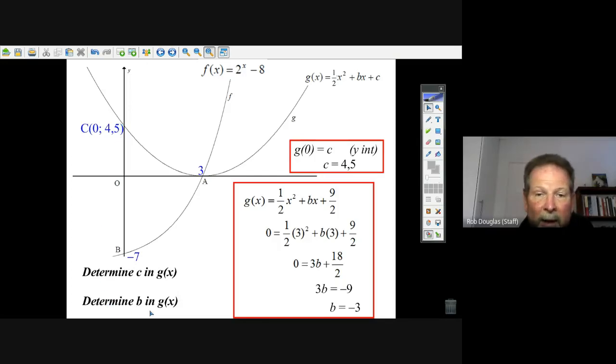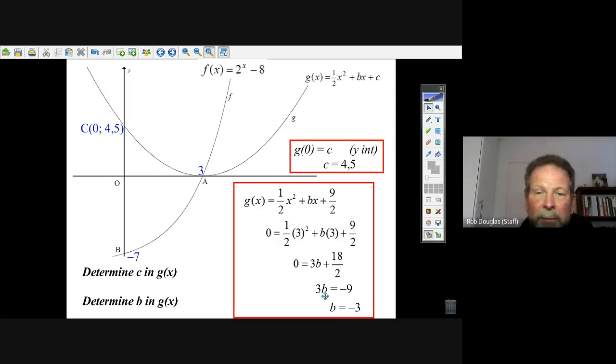But determine b, now that's a little bit trickier. Except we've got a value here. When x is 3, y is 0. So we can put a 0 there and a 3 in for x. And we know that c is 9 over 2 now, 4.5. So all we have to do is solve for b. Well, b times 3 is 3b. We've got 9 over 2 here, this is 9 over 2. That's 18 over 2, which is just 9. And then we subtract 9. It becomes negative 9. We divide by 3. Just solve this equation, and you get b equals minus 3.